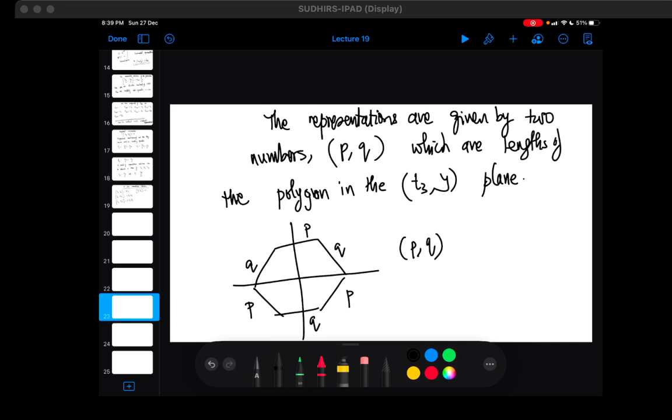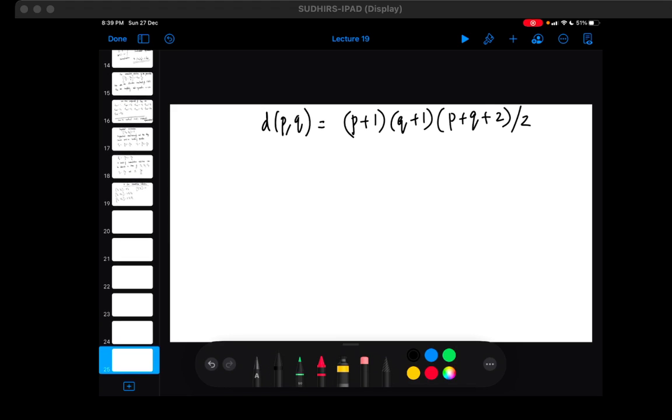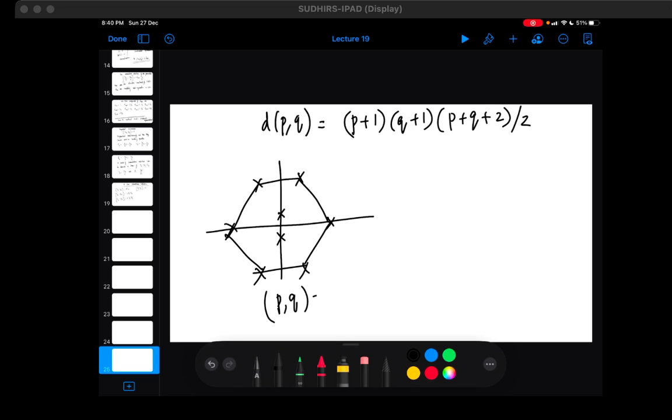For example, another interesting representation would be when P and Q are equal to 1. This is called the octet representation. Then PQ is equal to 1, 1. This is an octet. Another representation is called a decuplet representation.